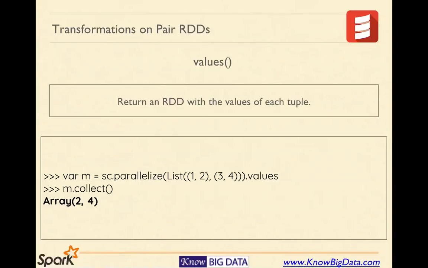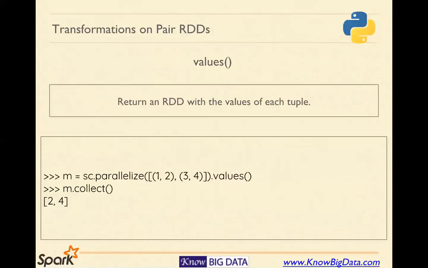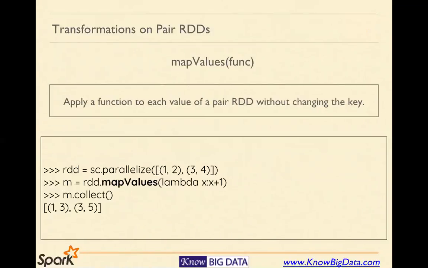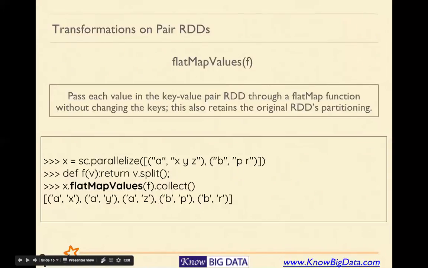Similarly, if you want to just extract the values out of it, you can use the values function. And if you want to run map on only the values, then you can use the mapValues function. Say you want to increase the value by 1. So 2 will be increased to 3, 4 will be increased to 5. Then you can use it this way. So you are just calling the map function on all the values.